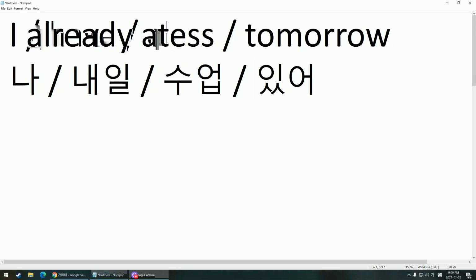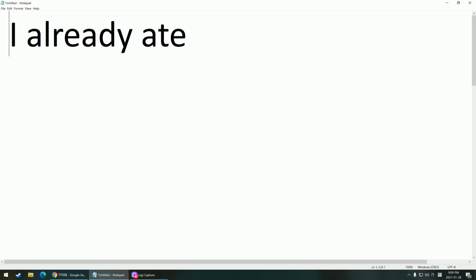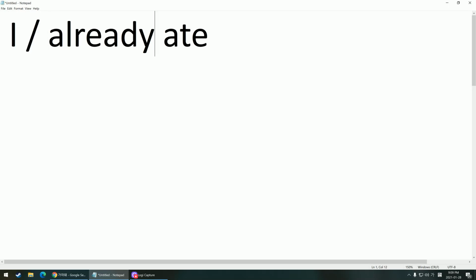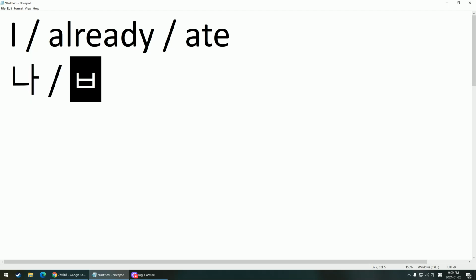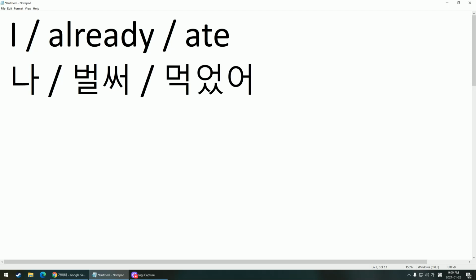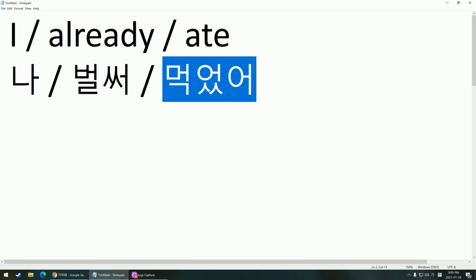Alright. Okay, now let's look at this one. I already ate. Okay, again, we're gonna split it up. And this one in Korean is 나 벌써 먹었어. Coincidentally, the order is the exact same. Already is 벌써. Ate is 먹었어.